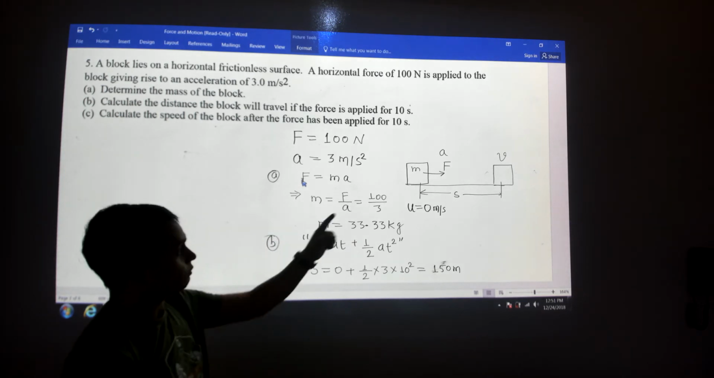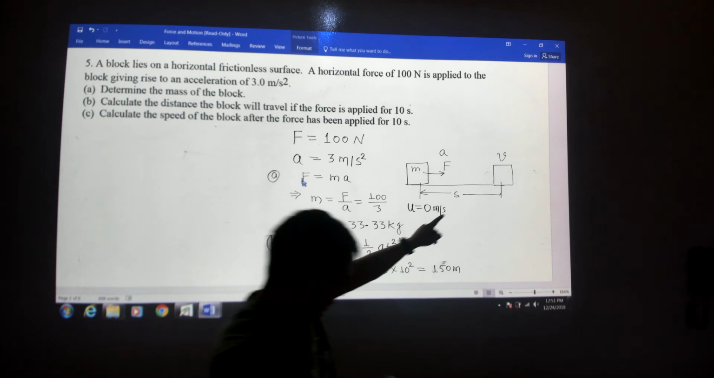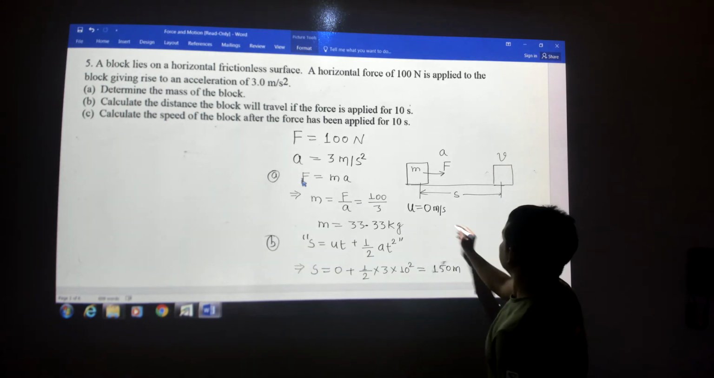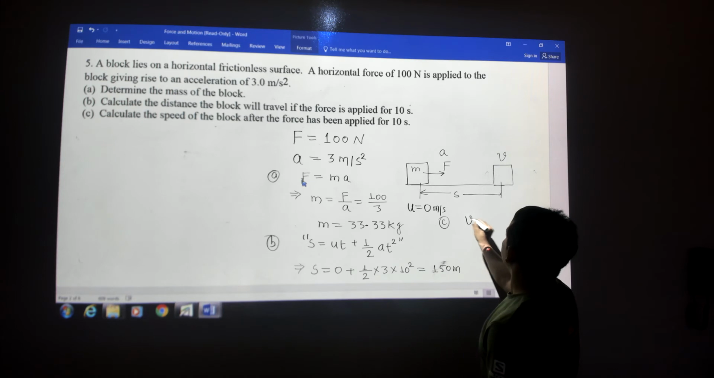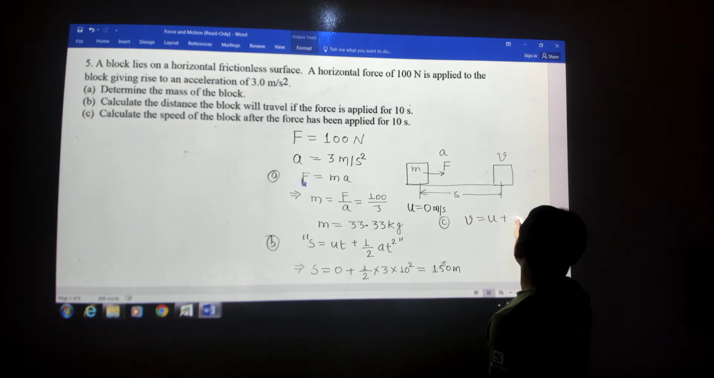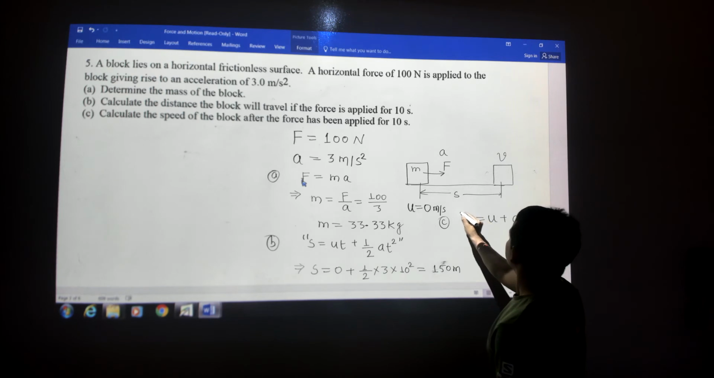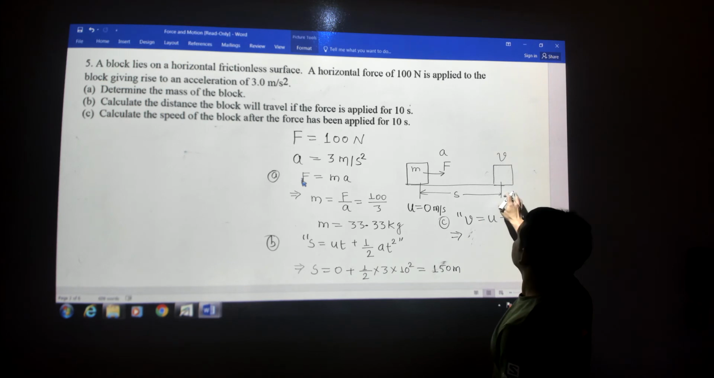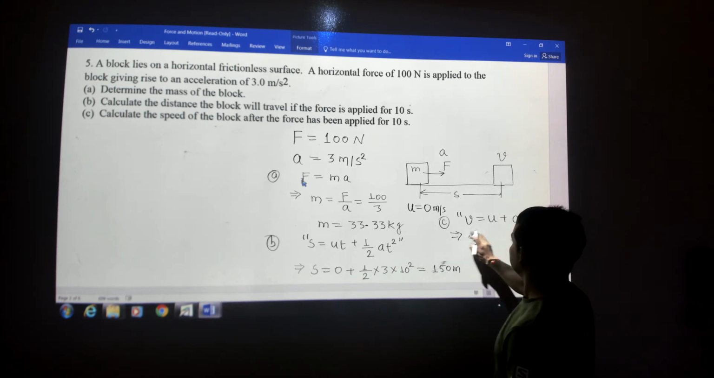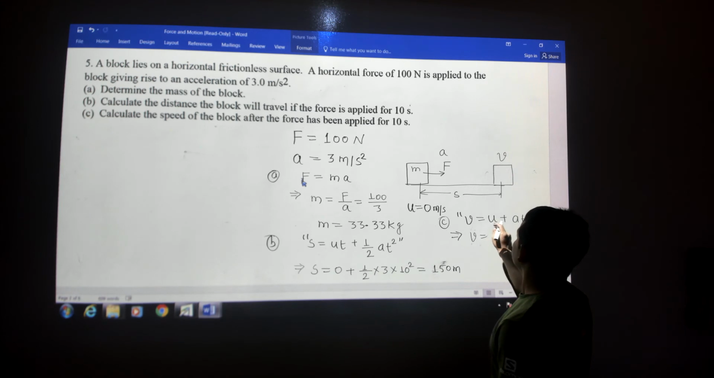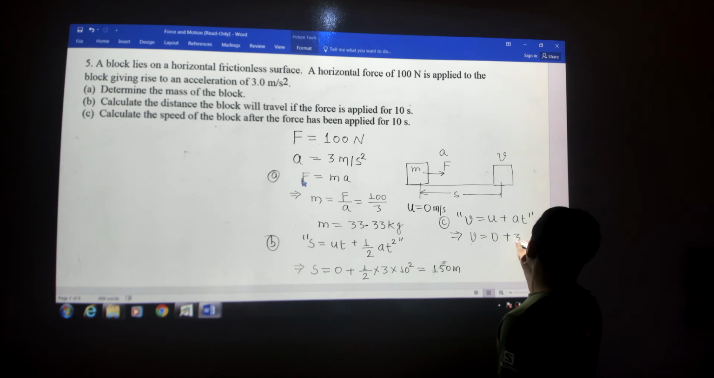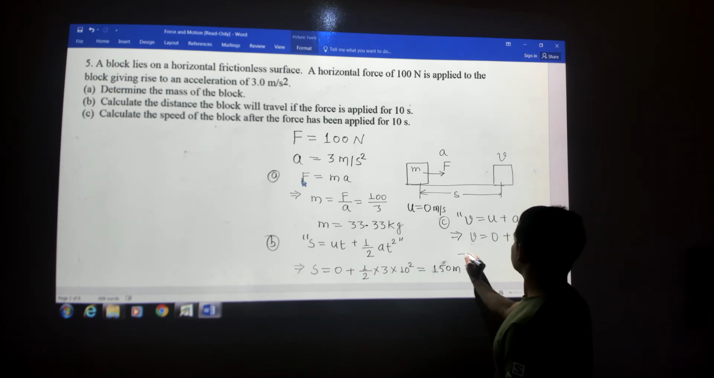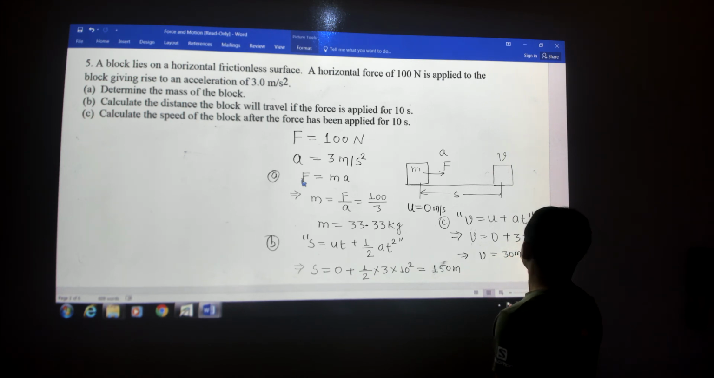And now we need to find out the velocity at this point. For this part, I'm just going to use V is equal to U plus A times T. We need to find this one out. We know the initial velocity, which is 0. The acceleration is 3. The time is 10. So this velocity is 30 meter per second.